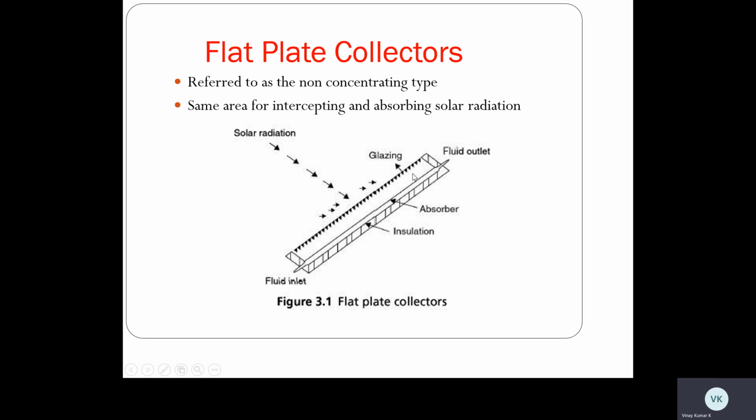The solar radiation falls on the transparent material and passes through that medium, and then the absorber absorbs the solar radiation. After absorbing it, the solar radiation heat is changed into our applications. Here fluid is used as the medium, so that's why it's called a flat plate collector with a fluid content.